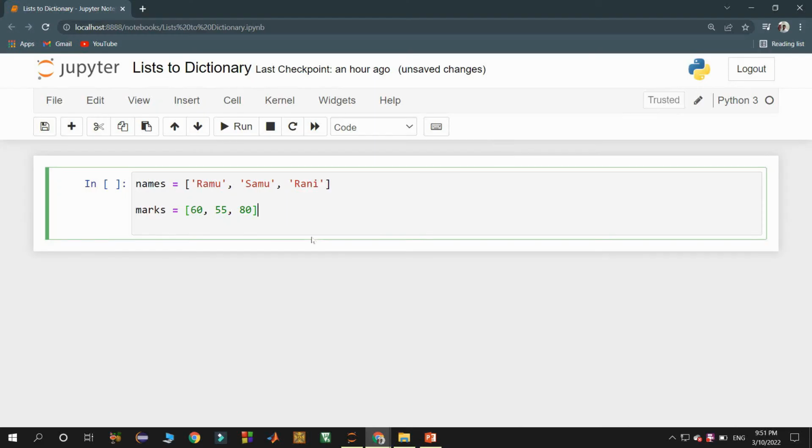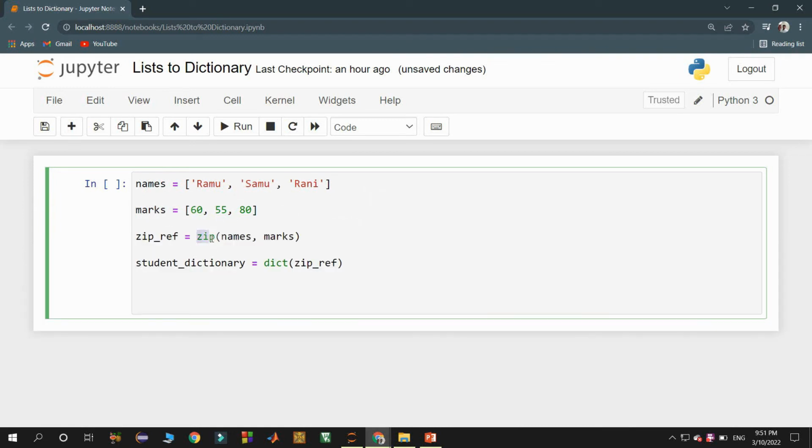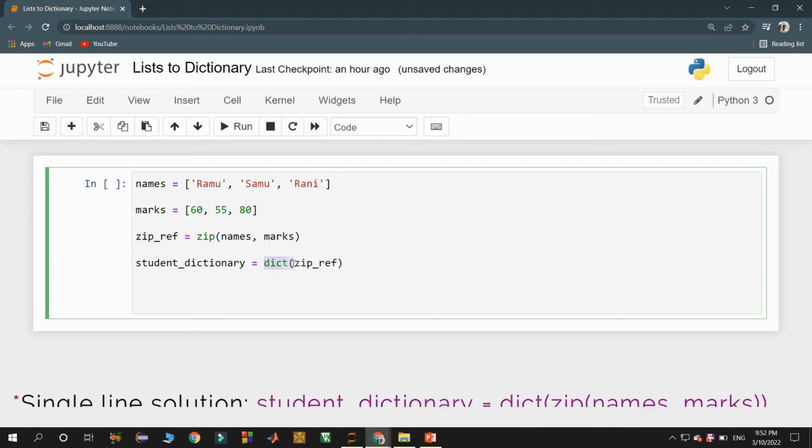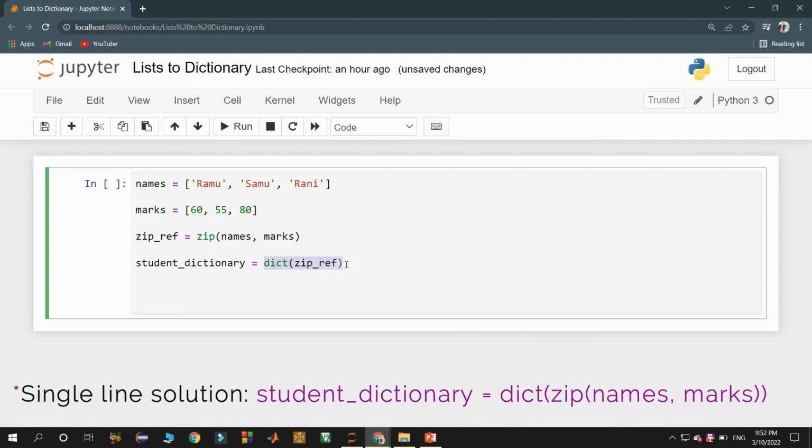To explain this concept, I am considering two lists here. The first list is names, which has the names of 3 students, and the second list is marks, which has the marks of the respective students. Now I am using the zip function, with the names and marks lists as input arguments. Then we will get a zip object, which is zip_ref. After that I am using the dict function to convert the zip object into a dictionary.